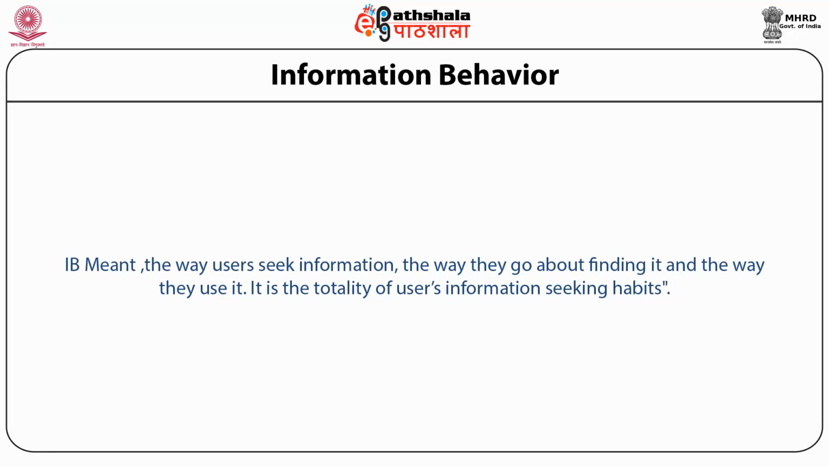According to Wilson 2000, information behavior is the totality of human behavior in relation to sources and channels of information, including both active and passive information seeking and information use. Thus, it includes face-to-face communication with others as well as the passive reception of information, as in, for example, watching TV advertisements without any intention to act on the information given. So, we can say that information behavior means the way users seek information, the way they go about finding it, and the way they use it. It is the totality of users' information seeking habits.